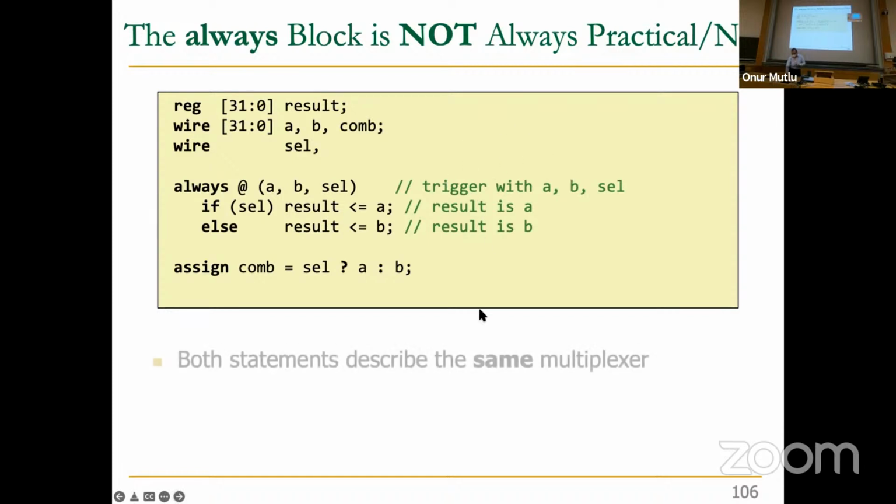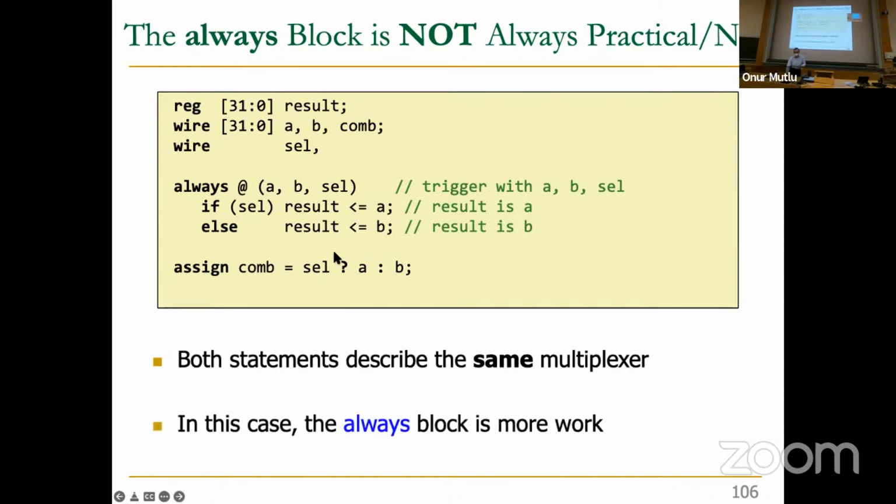Okay, always block is not always practical or nice. For example, both of these statements are describing a multiplexer. This is an always block-based multiplexer. This is a much simpler multiplexer, clearly. Hopefully people agree that the always block is correct, it works, but it's very cumbersome, right? I would use a multiplexer that looks like this. So for simple things, always block may not work very well.